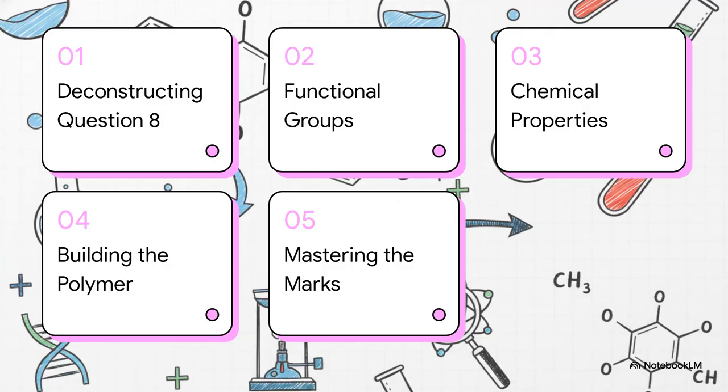So, here's our game plan. We'll start by breaking down the question itself. Then we'll bank some easy marks by identifying the functional groups. After that, we'll get into the reactions, build a polymer from the ground up, and finally put it all together to see the whole marking picture. You ready? Let's dive in.